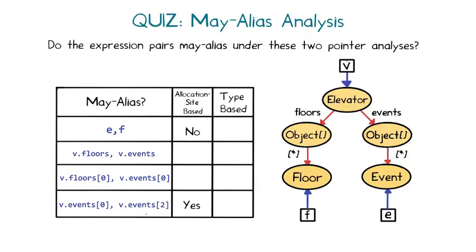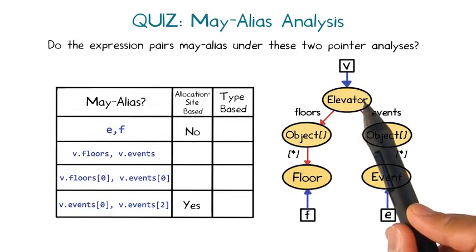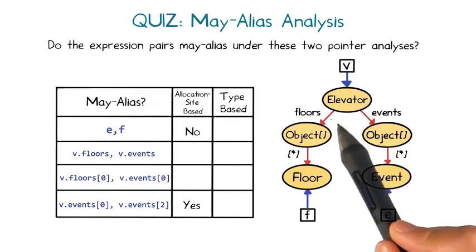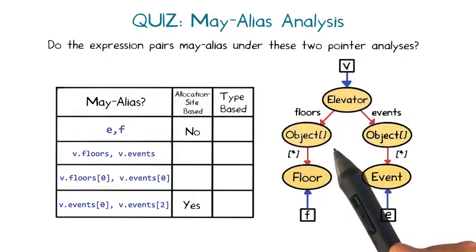Now, fill in the remaining boxes in this table answering the question, may the two given pointers alias? Under both the allocation site-based heap abstraction scheme and the type-based heap abstraction scheme. You can see the type-based points-to graph we presented earlier in the instructor notes. Let's start by filling in the remaining cells of the allocation site-based column. For v.floors, we follow the arrow from V to elevator and then the arrow labeled floors to this object array node.